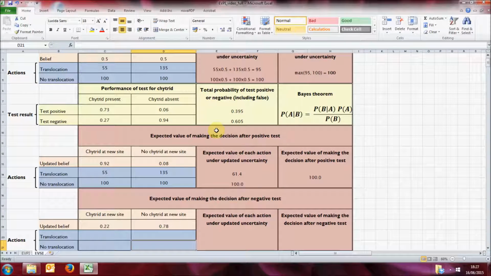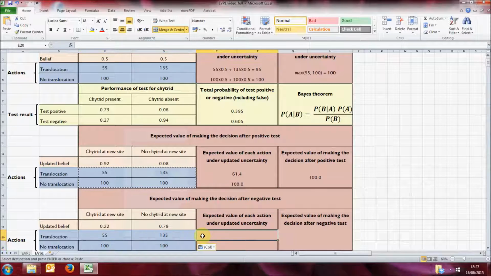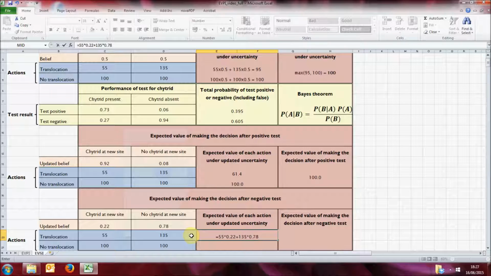If we had to make the decision under this updated uncertainty, again, we would not expect changes in the individual outcomes of actions, and we would calculate the expected value of each action under the updated uncertainty as the average of the outcomes under each state multiplied by the respective weights. So for translocation, 55 times the new belief plus 135 times the new belief. And again, for no translocation, the outcome would be the same regardless of the state of the system.